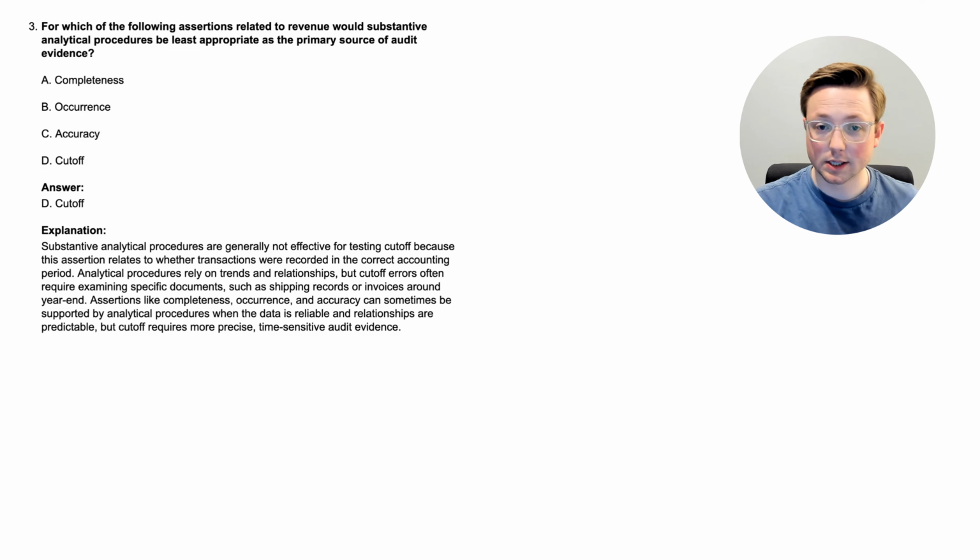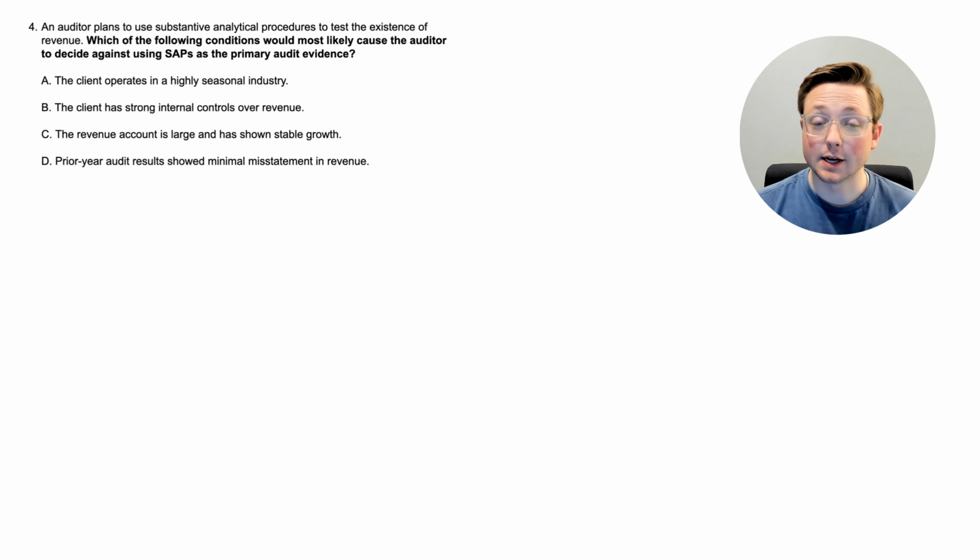So that was a question that helped us know that when you're talking about completeness, occurrence, accuracy as assertions that you want to test or make sure of in an audit, you could use substantive analytical procedures, but you're probably not going to use them for cutoff. Now with that, let's go to the next question. All right, here we are at question 4.